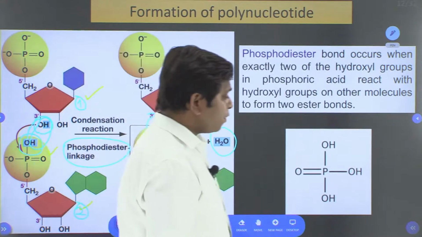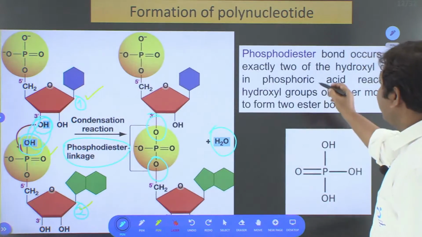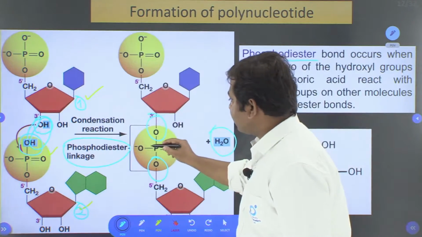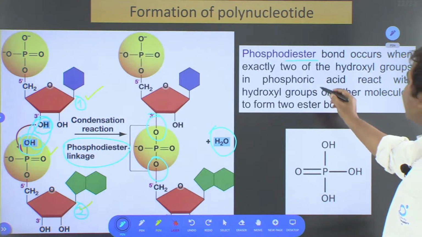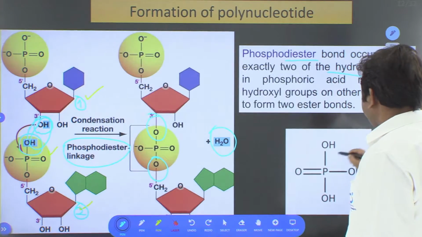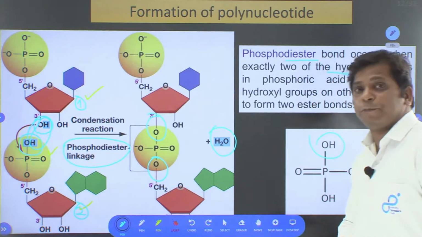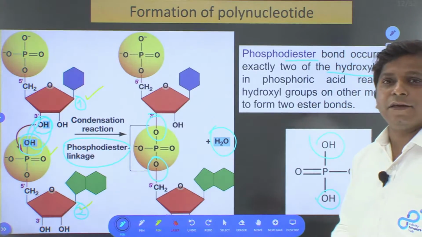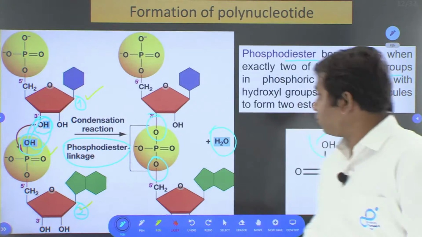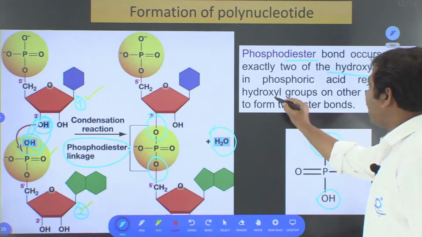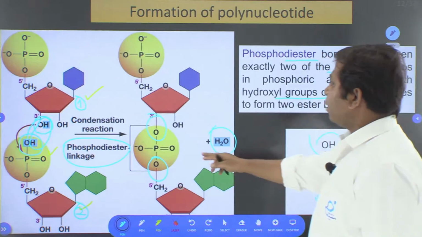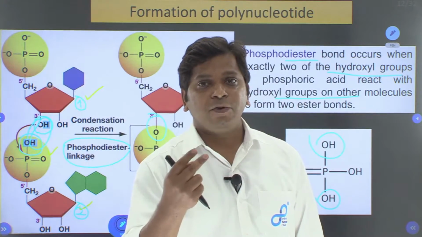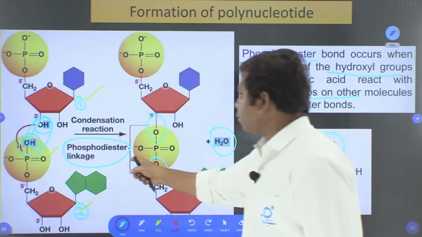Okay. So, therefore, what we can say is that a phosphodiester bond is formed when exactly 2 of the hydroxyl groups, suppose this is one of the hydroxyl groups of the H3PO4 phosphoric acid and this is the other hydroxyl group of the phosphoric acid, both react with the hydroxyl groups on the other molecule of the sugar, and therefore, it generates 2 ester bonds, which is called a phosphodiester bond.